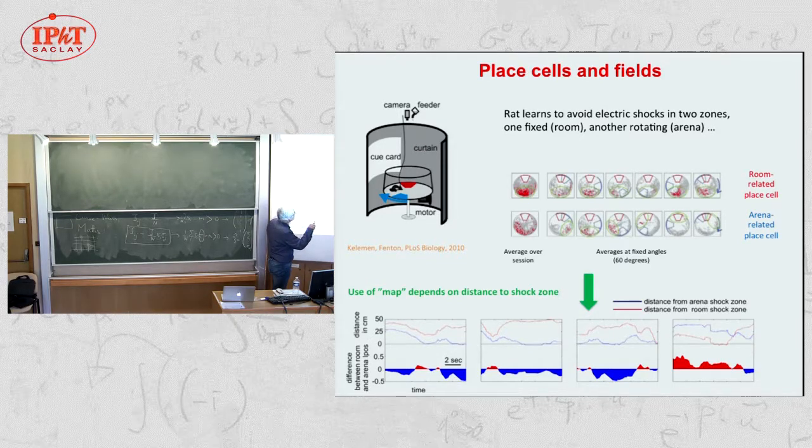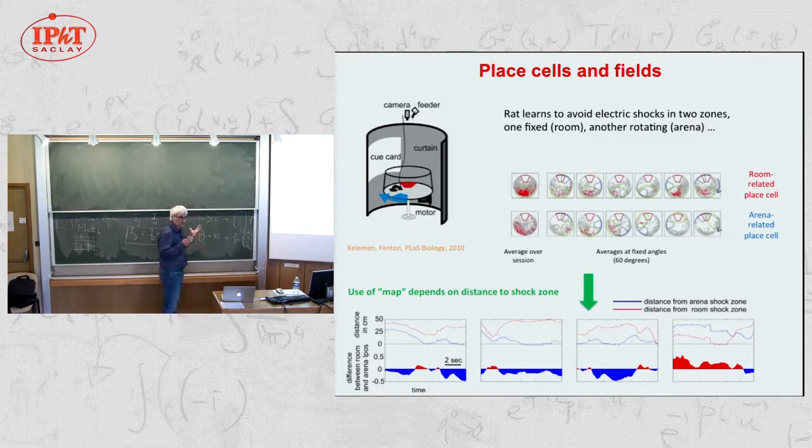So you see the cell is always active here, opposite to the red zone, so somewhere here. And this is independent of the position of the blue zone. So it's coding for position in the room environment. But you see cells which do the opposite. They seem to be locked to the rotating frame, and they code for positions which have a fixed angle relative to the blue zone.